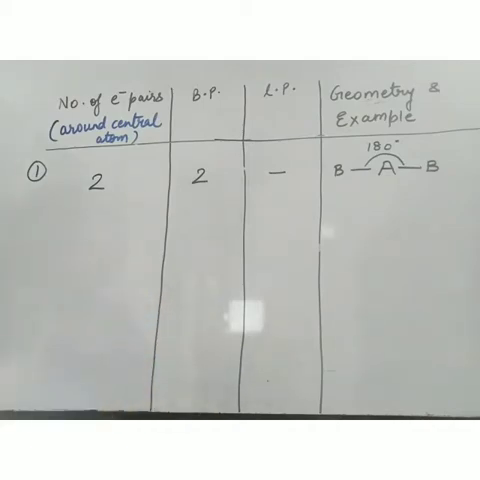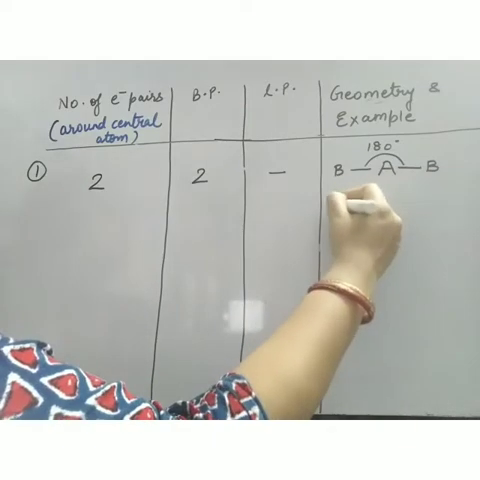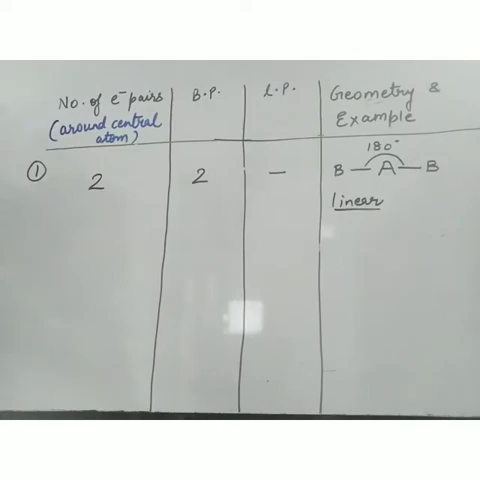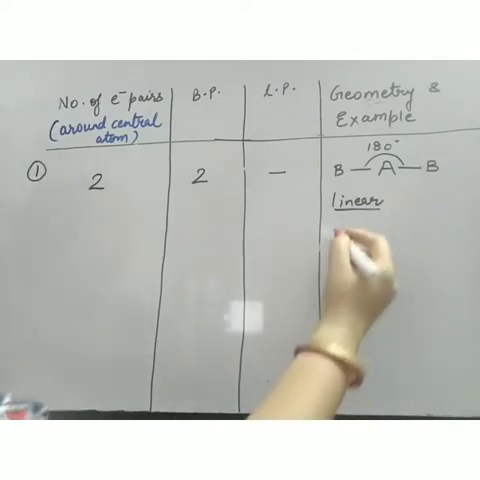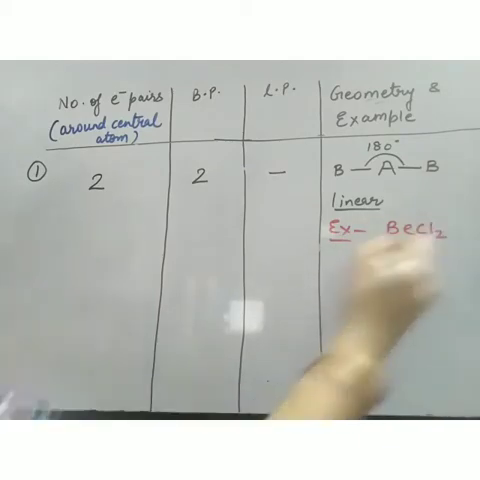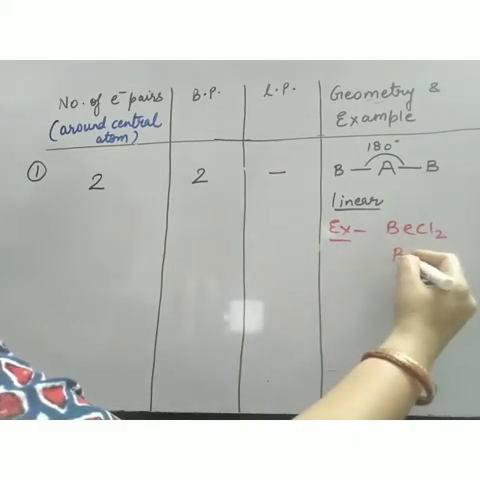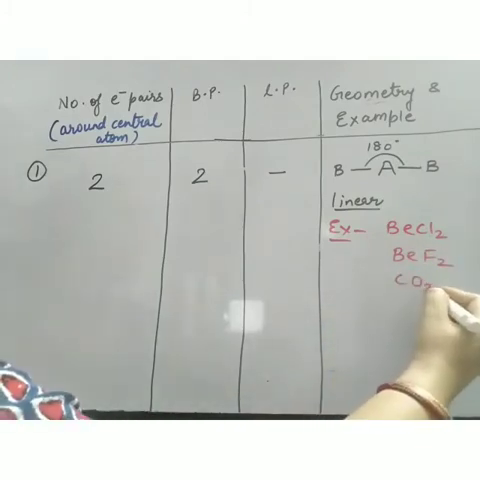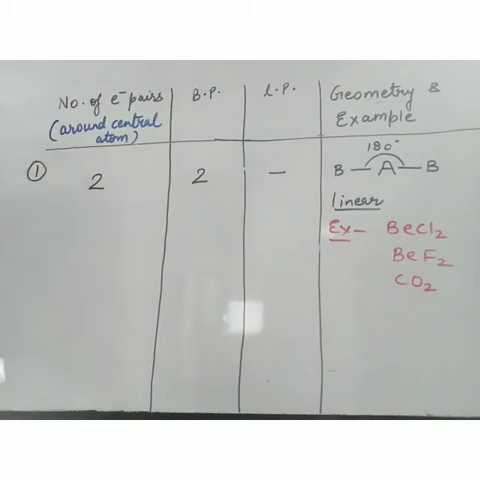Now what is the geometry in this case? You can see the geometry or shape is linear or straight. What are the examples? The first example is BeCl2, the second example is BeF2, the third example is carbon dioxide. All these molecules have this type of shape, that is linear.